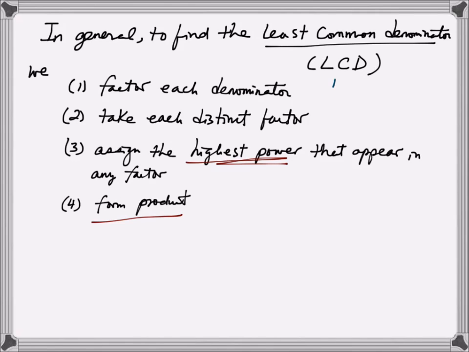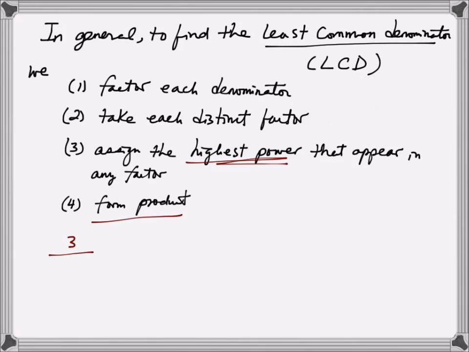In our example of 1/2 plus 1/4 here, step 1 says to factor each, but 2 is already in its completely factored form, and 4 is written as 2 squared. Then the next step is to take each distinct factor, which in this case is just a 2. So the LCD would simply be 2, and then assign the highest power that appears in any factor. The highest power is 2 in this case. And so the LCD altogether is 4, and that's why we wrote each expression with a denominator of 4. Next, let's look at a more complicated example here.